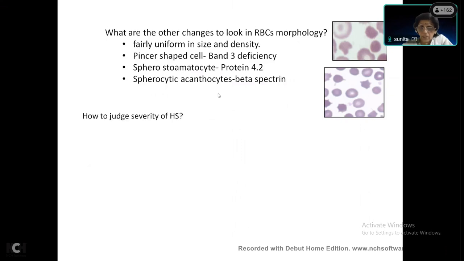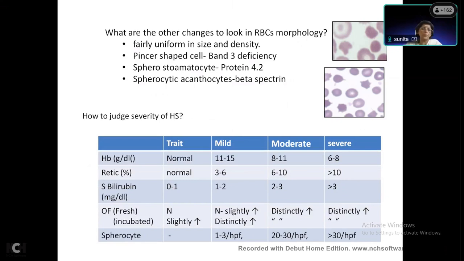So how to judge severity of hereditary spherocytosis? There are parameters based on hemoglobin, retic, bilirubin, osmotic fragility and presence of spherocytes. This just wants to show you that even in the trait, the fresh blood osmotic fragility is normal, but the incubated one is slightly increased. So it is more ideal to say incubated osmotic fragility rather than fresh blood osmotic fragility.